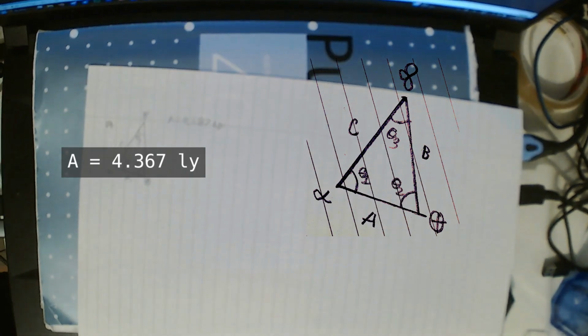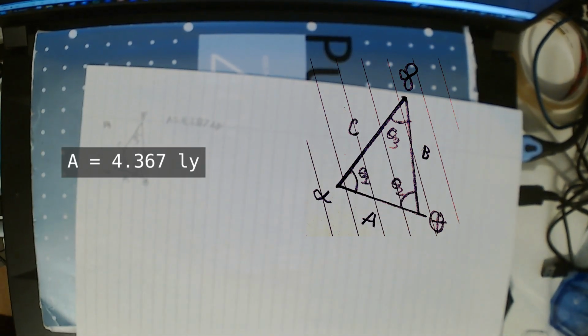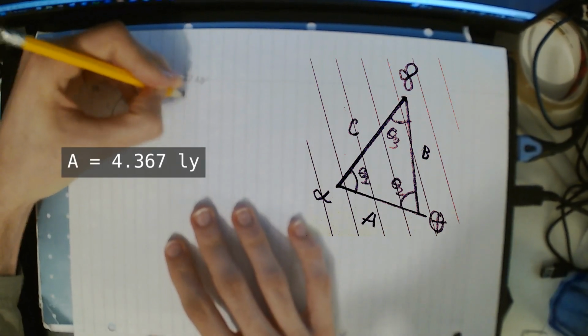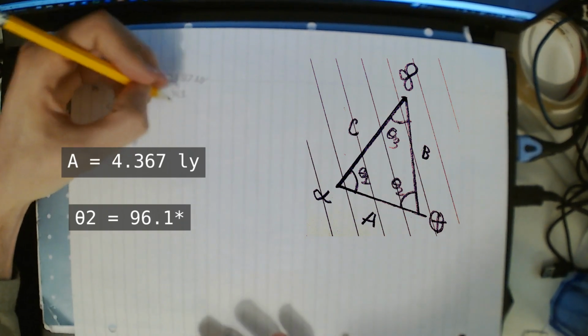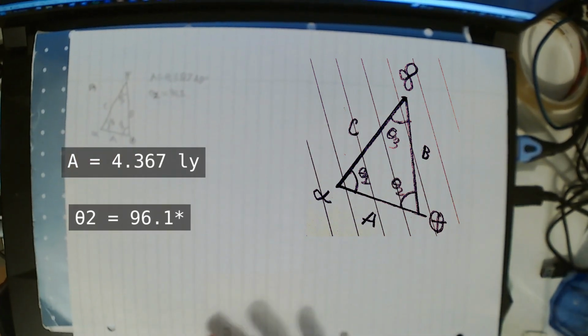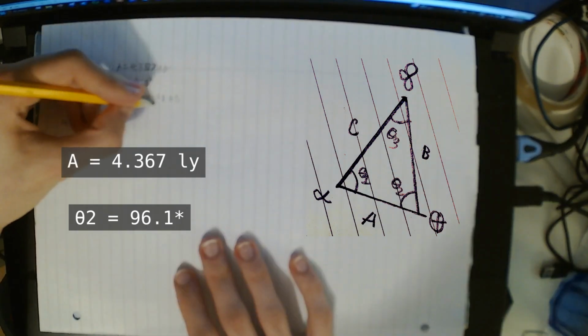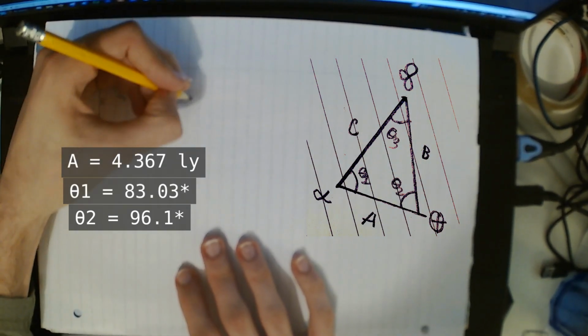LY, we're using light years here. Right. 6.1. I don't think there are any other different measurements taken. Divided by 3.